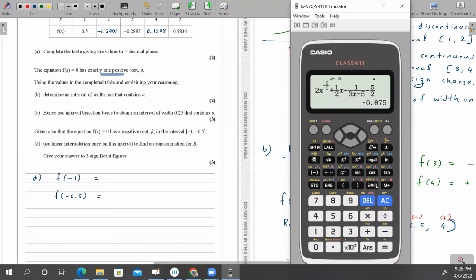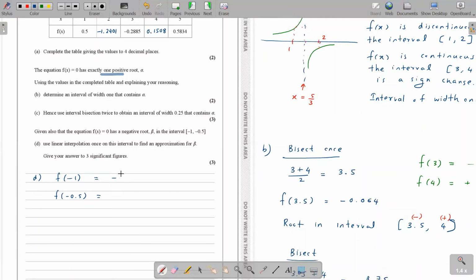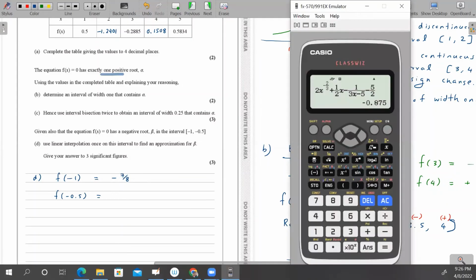I get -708 minus 0.875. Is that okay? I'll use -708. The other one, calculate when x is -0.5, what's the answer I'm getting? So I get 0.5786.